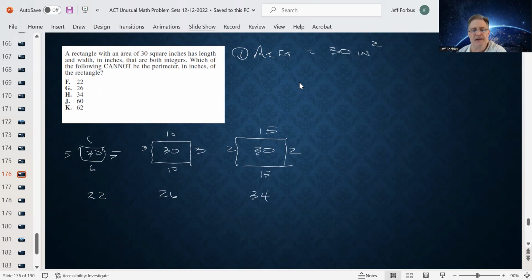And then we could be 30 and 1. So 30 plus 30 plus 2 is 62. So 62 is not our answer. So we've identified 22, 26, 34, and 62. So F, G, H, and K are not our answers. The only thing left is J. There you go. Let's move on.